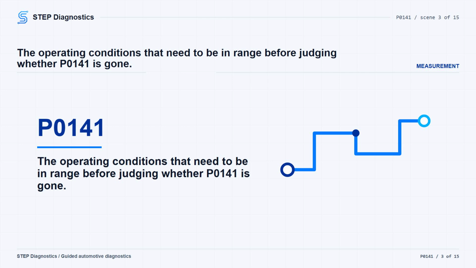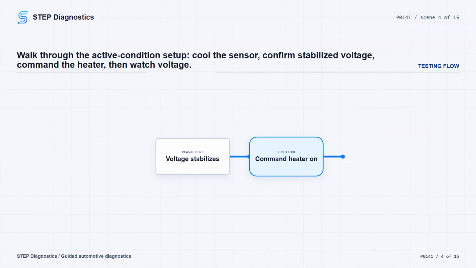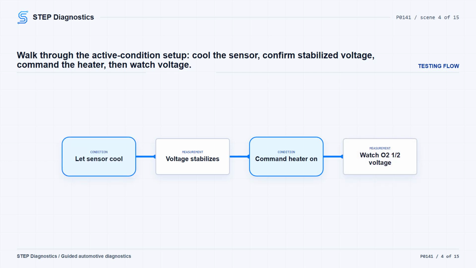The failure logic is simple. No temperature change is detected in the O2 sensor 1/2 heater element when the heater circuit is active. Reproduce the operating conditions before you decide the code is gone. Turn the ignition off and let the sensor cool. Wait a minimum of 8 minutes before continuing. At that point, the sensor voltage should stabilize between 2.47 and 2.52 volts.